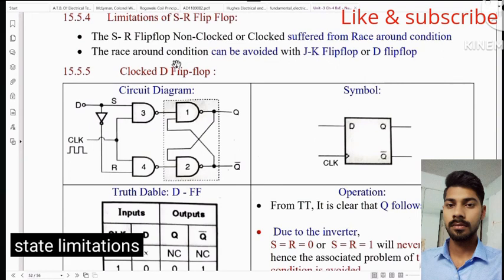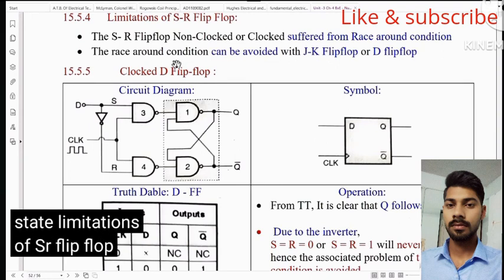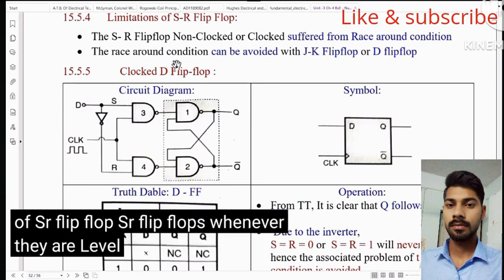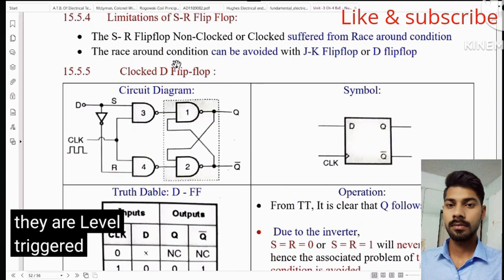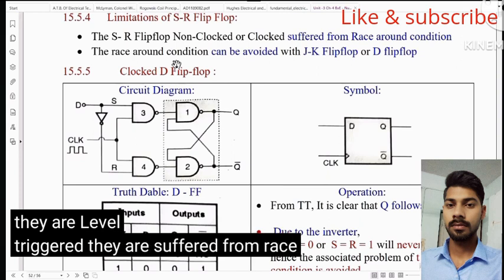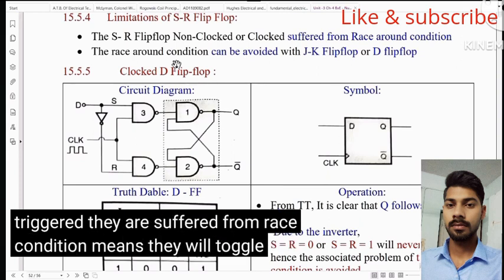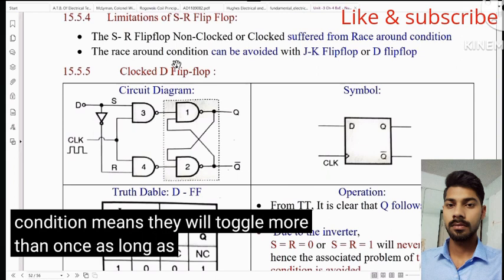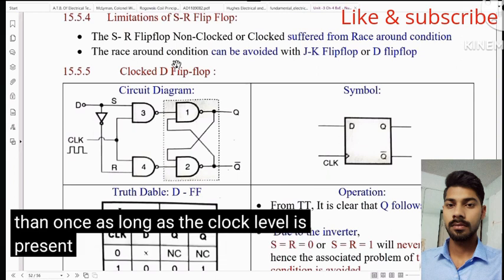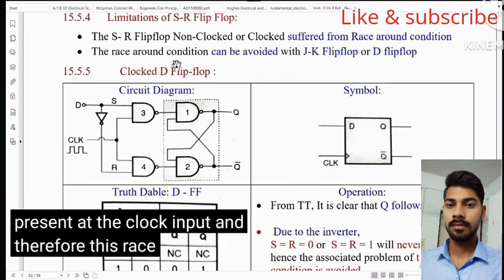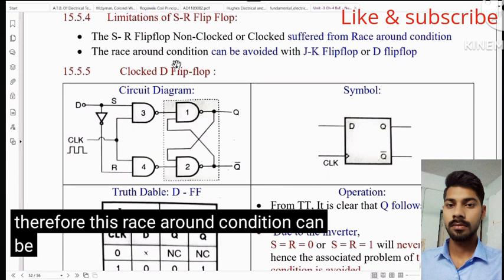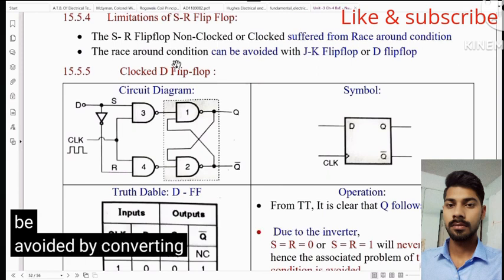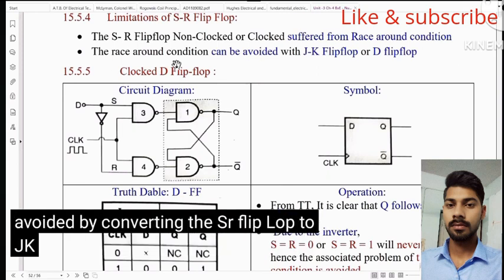Limitations of SR flip-flop. SR flip-flops, whenever they are level triggered, suffer from race condition, means they will toggle more than once as long as the clock level is present at the clock input. And therefore, this race around condition can be avoided by converting the SR flip-flop to JK flip-flop or D flip-flop.